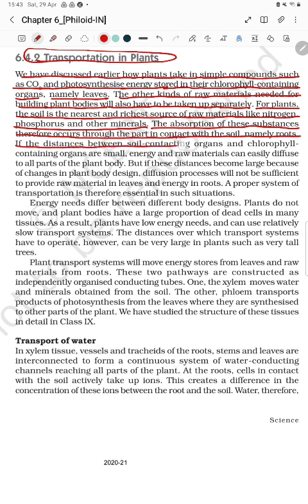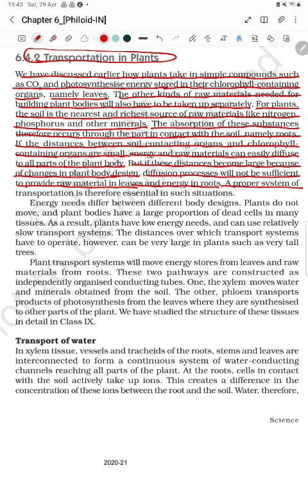If the distance between the soil-containing organ and chlorophyll-containing organs is small, energy and raw material can easily diffuse to all parts of the plant body. But if these distances become large because of a change in the plant body design, the diffusion process will not be sufficient to provide raw material in leaves and energy in roots. A proper system of transportation is therefore essential in such a situation.